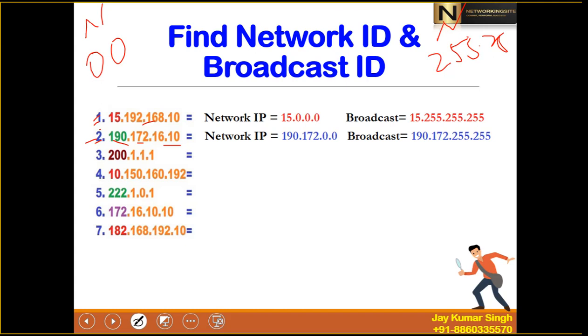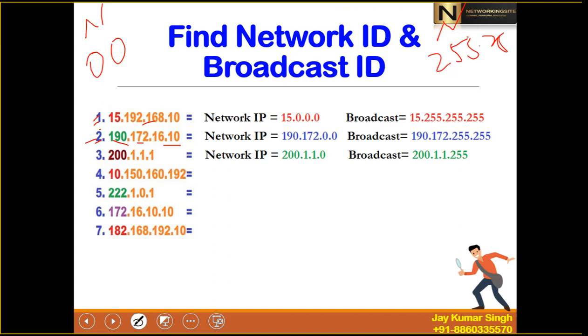Now tell me for the third one. 200.100. 200 belongs to which class? Class B or class C? It's class C. So the network is 200.110.0. Very good. And the broadcast? The host part will be 0 in the network ID and the host part will be 255 in the broadcast.